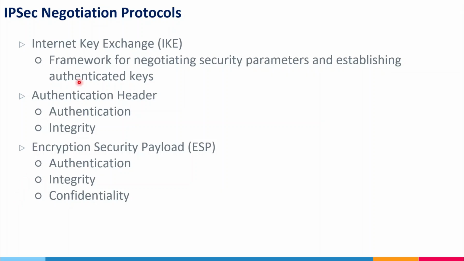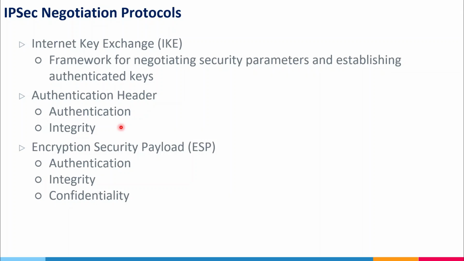So for the data packets there are two different protocols. One is the authentication header and the other one is ESP. So authentication header is not quite widely used, it's very rarely used. It only provides authentication and integrity for the packets moving. It doesn't provide confidentiality. So overall it's not useful, because confidentiality is the main thing.